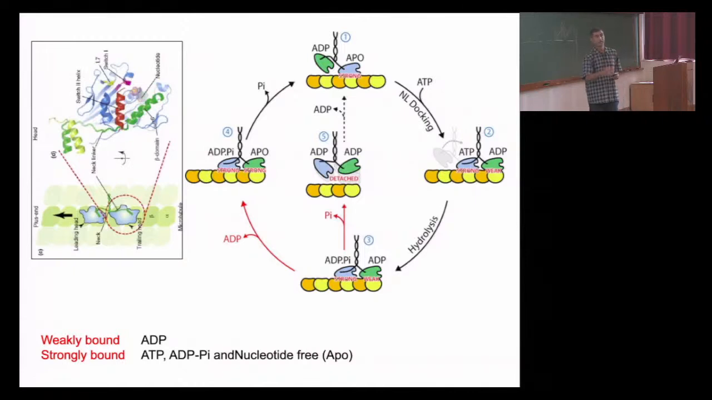What is what? No, this is not protein. This is apo state, when there is no nucleotide bound. That's called the apo state. ADP-Pi is when you bound ATP and hydrolyzed the terminal phosphate, but the phosphate has not left yet. So you are in a state where ADP and phosphate are both there.